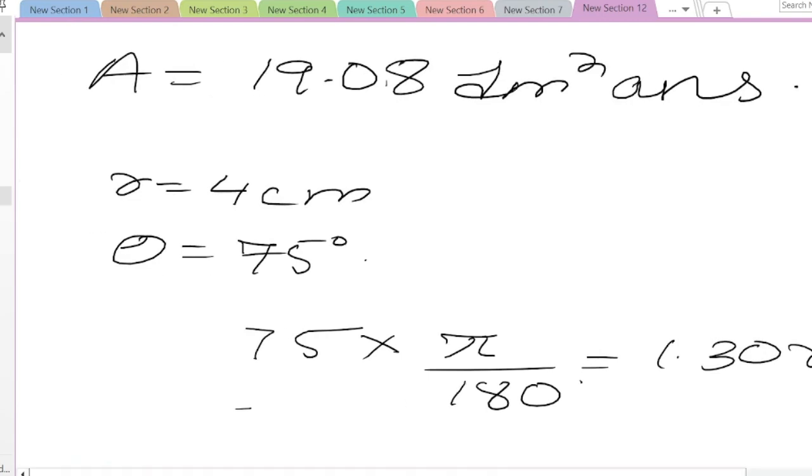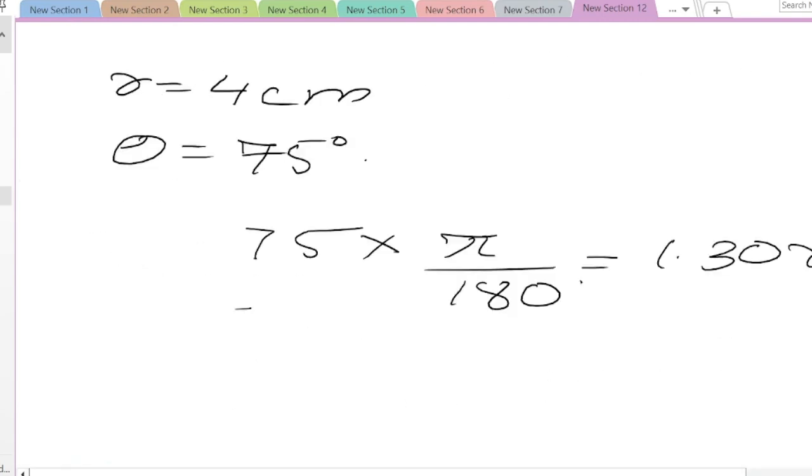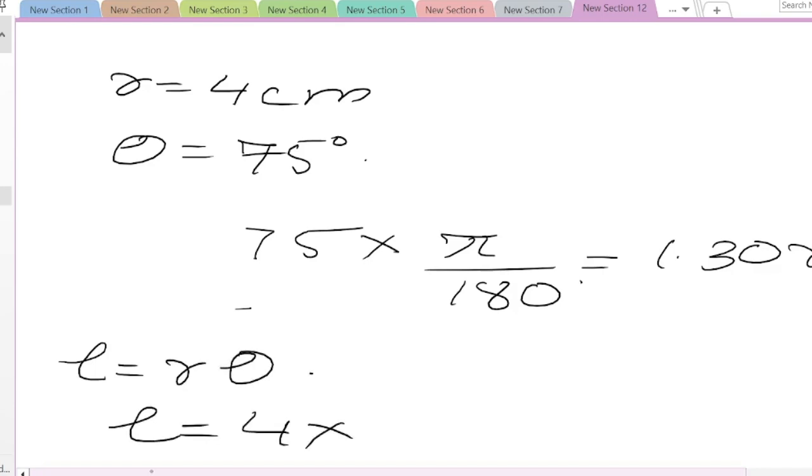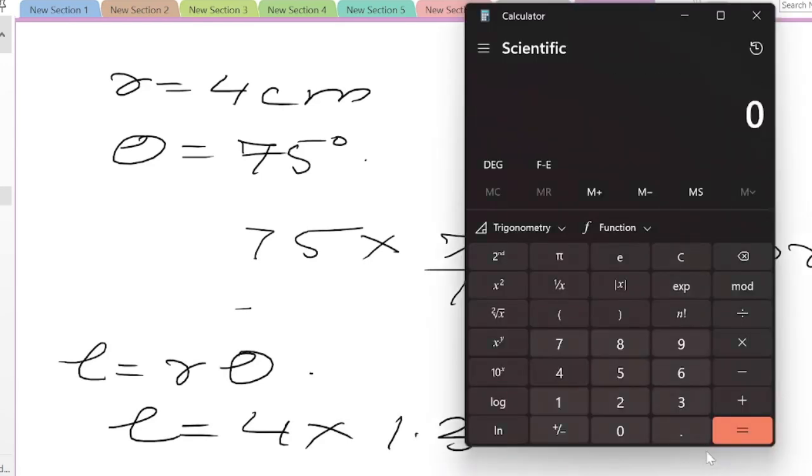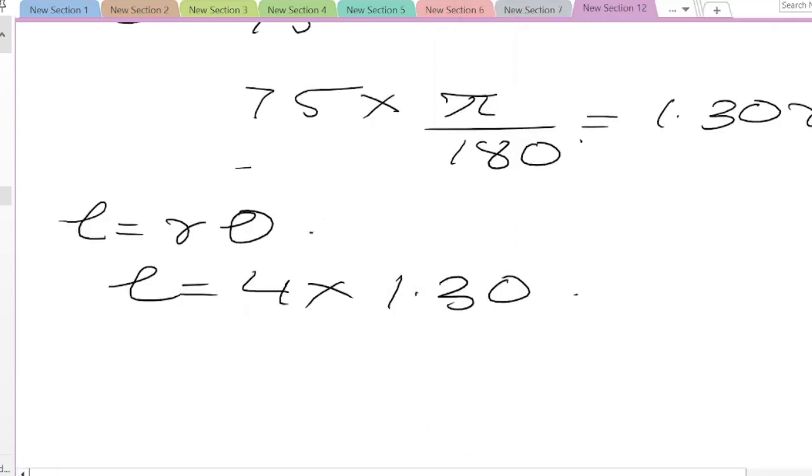After writing that, this will be multiplied by 4. So r theta, the value of r is 4 multiplied by the value of theta, which is 1.30. So what does this result in? 4 multiplied by 1.30 is 5.2. So we can write L is equal to 5.2 centimeter.